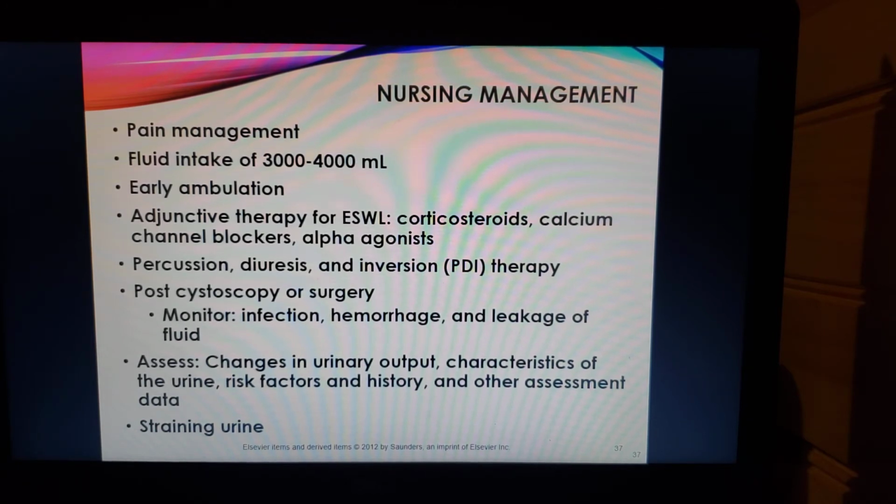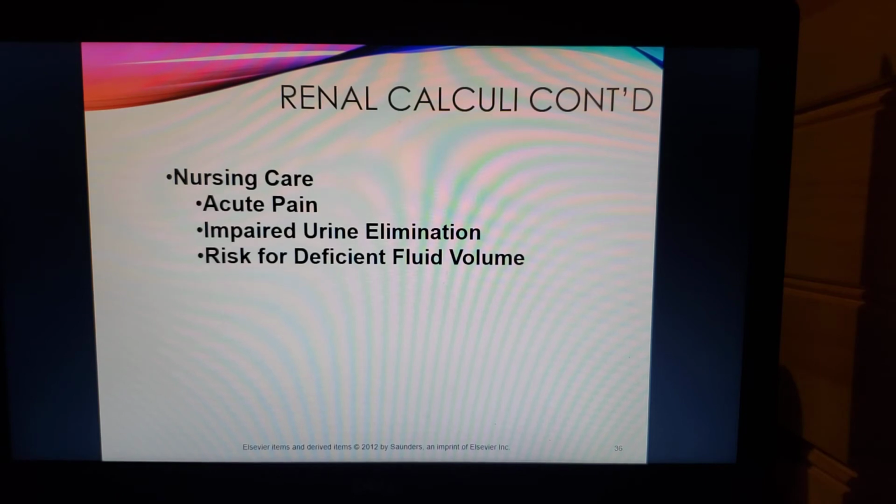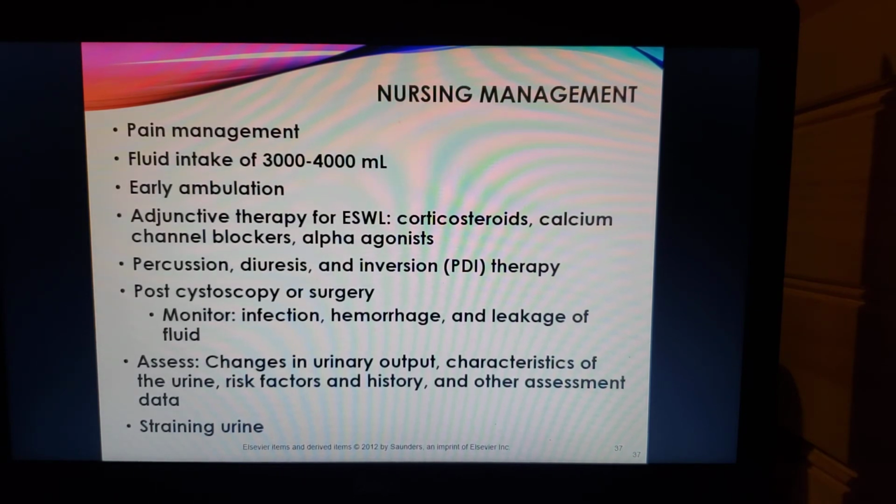If a patient has to have a cystoscopy, we want to make sure we're monitoring for infection post-procedure. And we want to implement assessment for any changes in urinary output, characteristics of the urine. Does the patient have any risk factors or history, or any other assessment data that would be pertinent to stone formation? And we want to strain all urine. We can actually get a stone fragment and send it off.